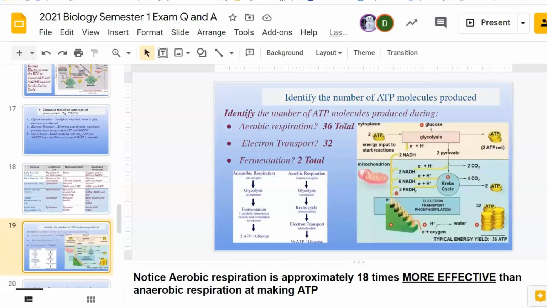36 was a number many of us missed. So make sure when you're doing your numbers of ATP production, aerobic respiration makes 36 ATP. I got a lot of wrong answers in this one point. Most of us had electron transport as 32 and fermentation as 2. So good job with that.